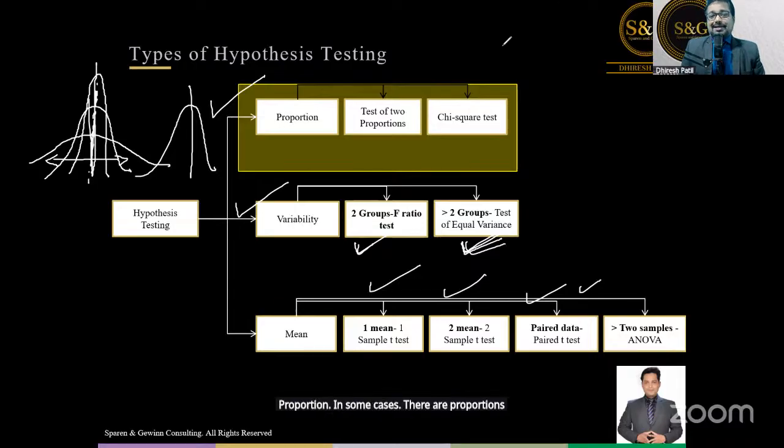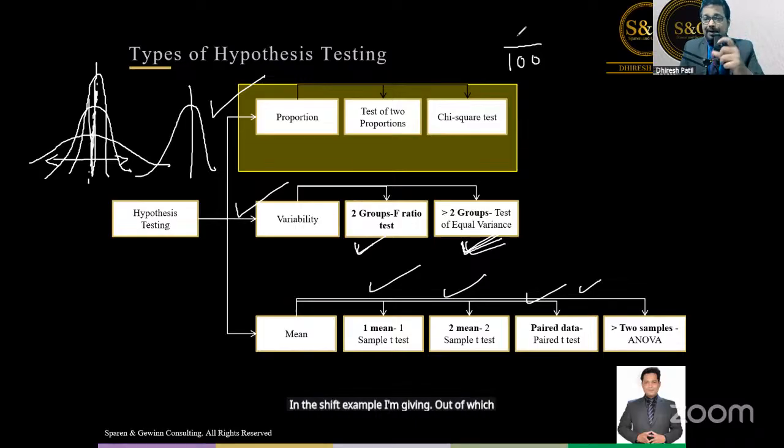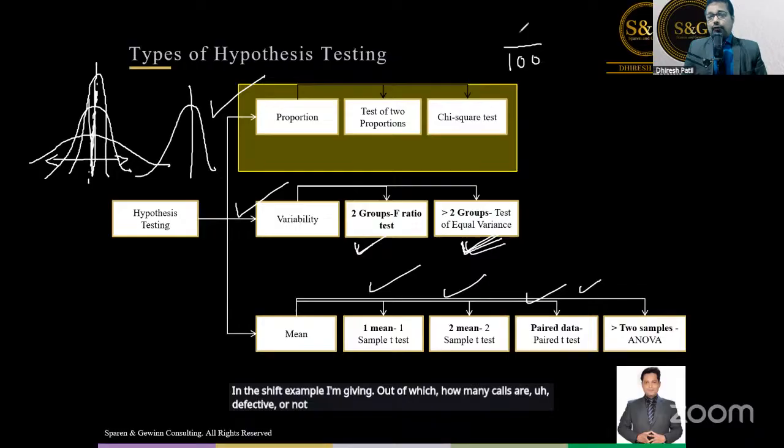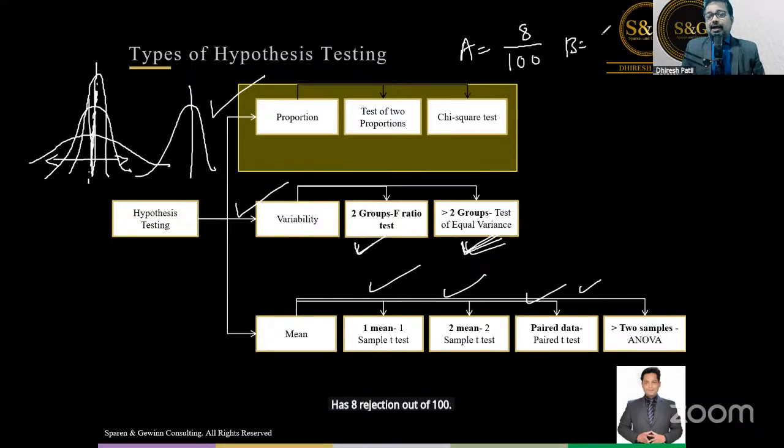For example, let's say in a BPO, we are getting 100 calls in a shift, example I'm giving, out of which how many calls are defective or not resolving the query of the customer. Let's say 8 calls out of 100. So shift A has 8 rejections out of 100. Shift B has got 10 rejections out of 100. So is there any statistically significant difference between the proportion of A and the proportion of B?